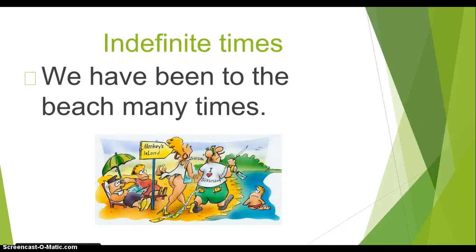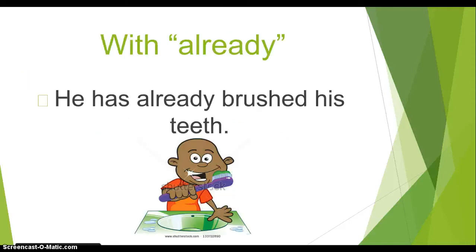So let's look at some of the uses. We use this for indefinite times, where something has happened in the past and it's only the activity that's important. We're not concerned about the time itself. So we have been to the beach many times. We're talking about events or activities that happened in the past, but that window of opportunity is still open. It's not a specific time, and we'll probably visit the beach sometime in the future.